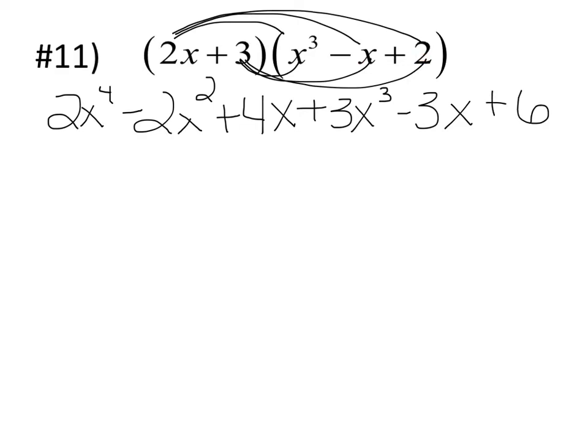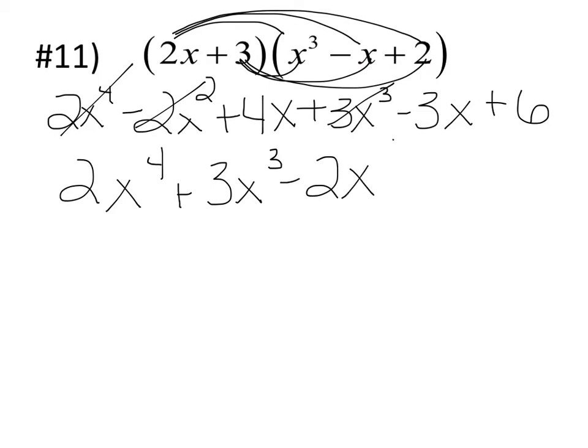Now we have to combine our like terms. We don't have any other to the 4th terms, so we're just going to bring that down. Next would be our cubed terms. We don't have any other cubed terms, so we're just going to bring that down. Next would be our squared terms. We don't have any other squared terms, so we're just going to bring that down.